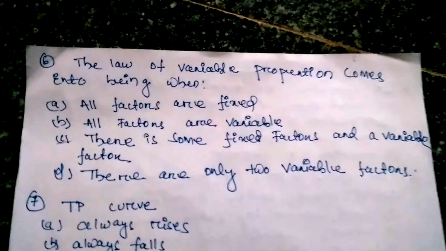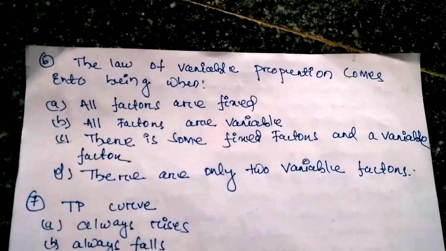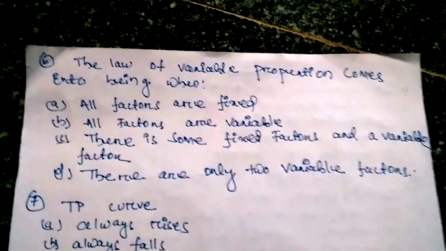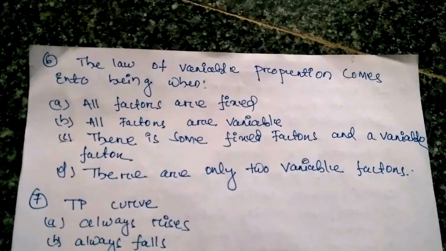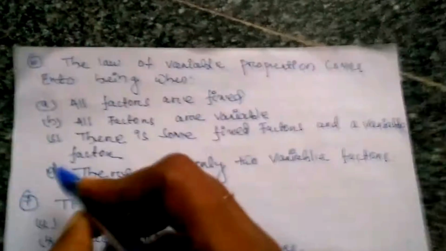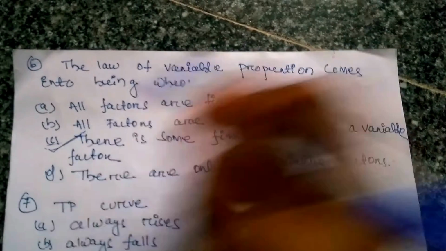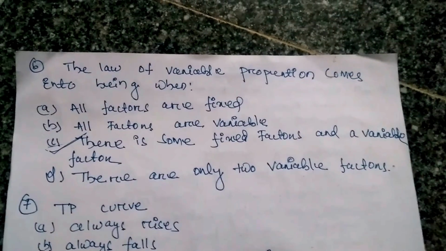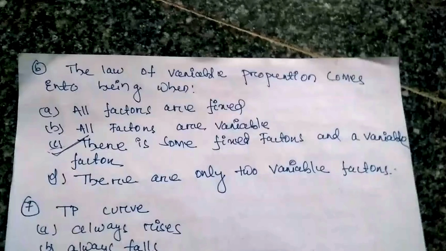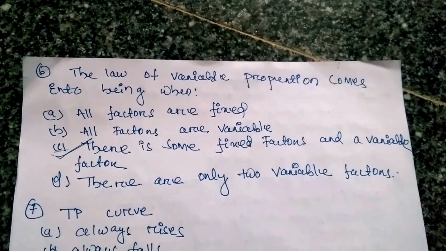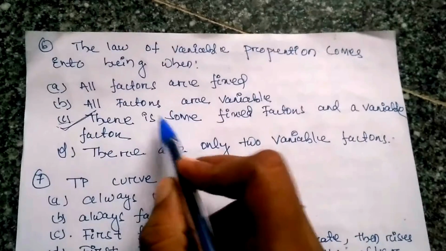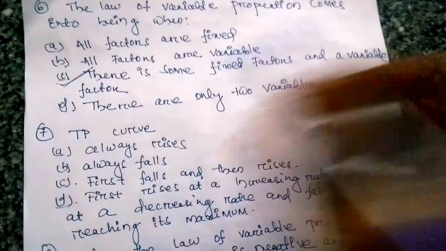Question number 6. The law of variable proportion comes into being when there are some fixed factors and some variable factors. Just remember that in the law of returns to scale, all the factors become variable. Only in the law of variable proportion do you see some fixed factors and some variable factors. Option C is the right option.